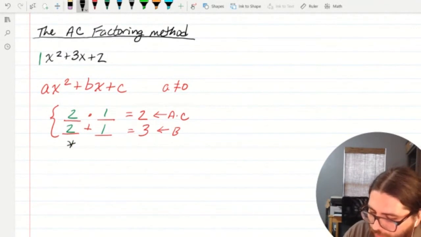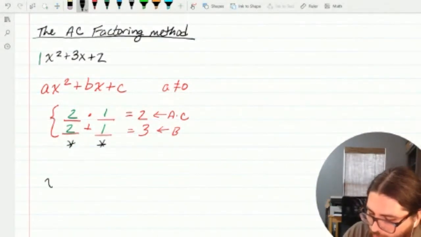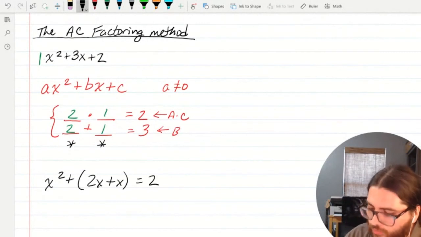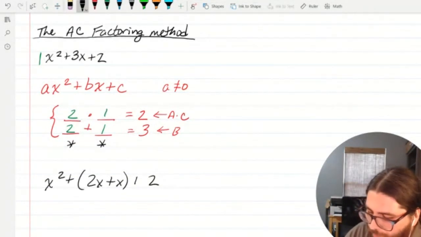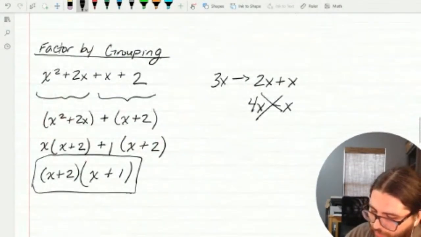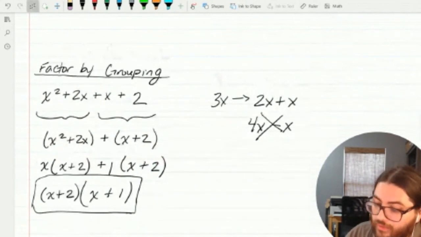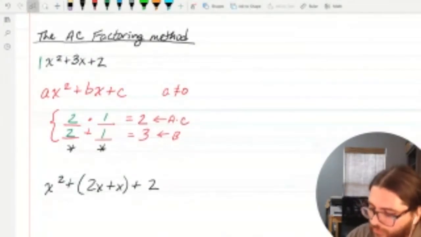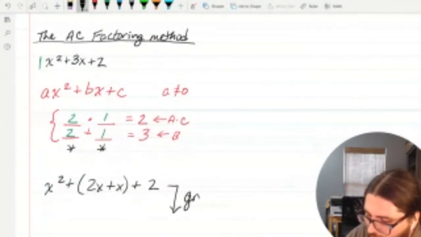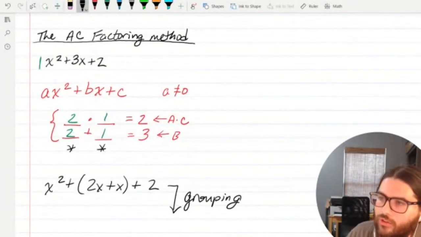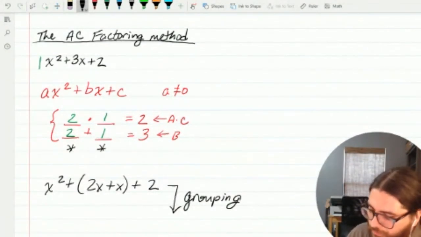Once I find these two numbers, I would go back to my original problem and use those two numbers to rewrite the middle term. Oops, not equal, plus 2. And if this looks exactly like where we started with the factor by grouping method, you are exactly right. That's the reason why we need the AC factoring method, which kind of flows into the grouping method. We need both of them together to work with a lot of these problems.